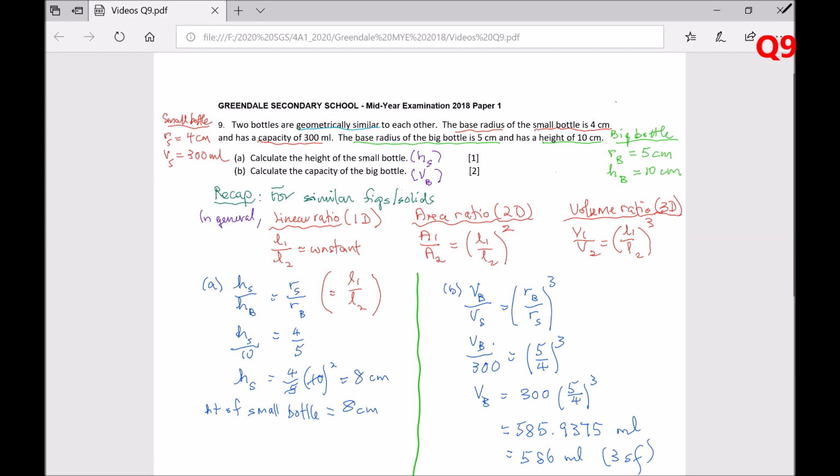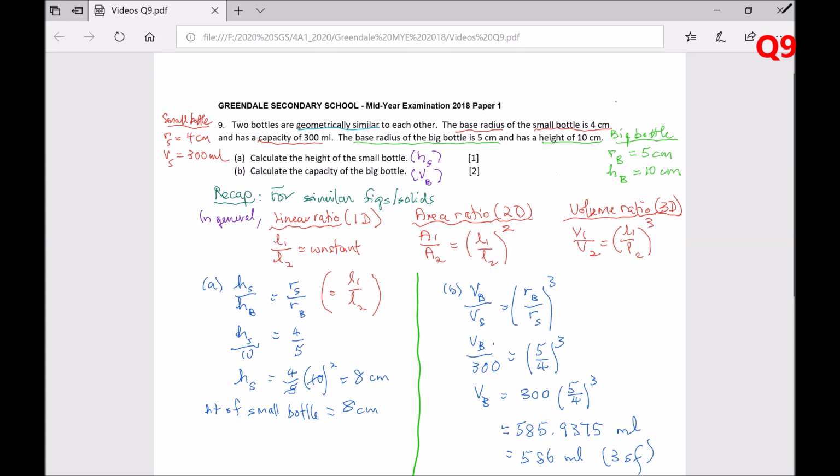Before we proceed, let's look at what we know about similar figures and solids. In general, for similar figures or solids, the linear ratio is constant, meaning to say L1 over L2 is a constant value. Area ratio would then be equals to the square of L1 over L2. Volume ratio is the cube of L1 over L2.